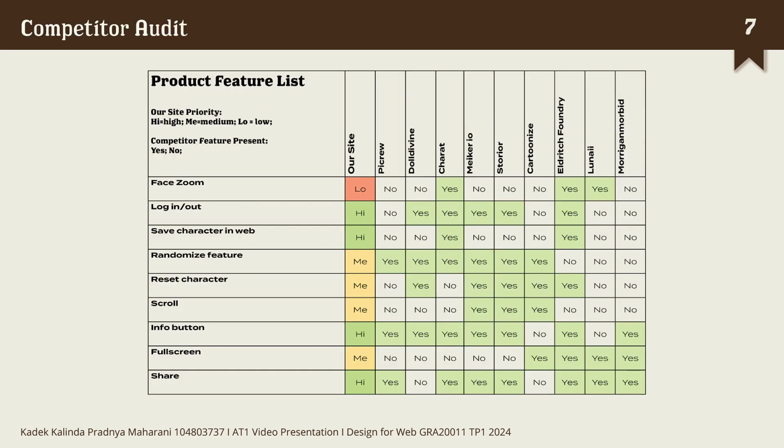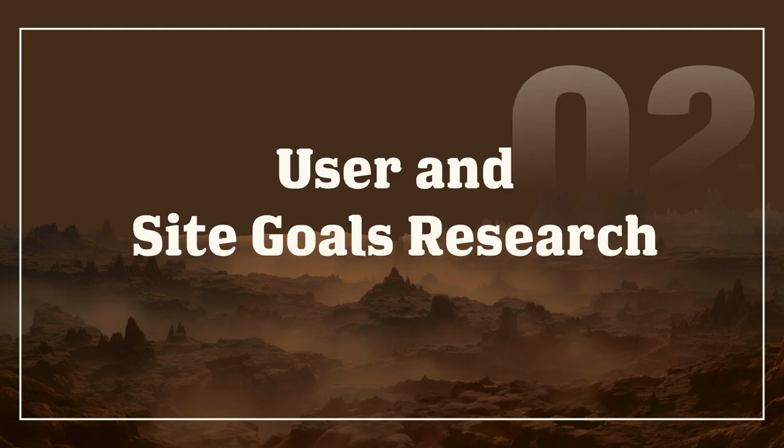Moving on to the competitor audit, I gathered common features from those websites and what features I would like to add to my design. From this table, I decided to highly prioritize login, saving characters in the website, info button, and share feature. And now continuing to user and site goals research.